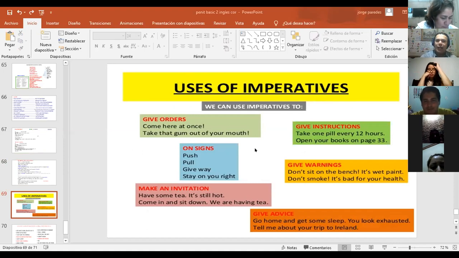Come here at once. Take the gum out of your mouth. Or we can use it on signs, okay?